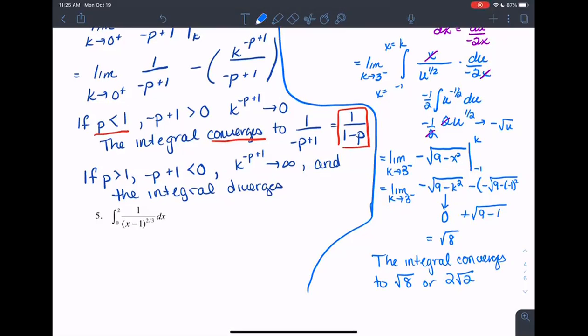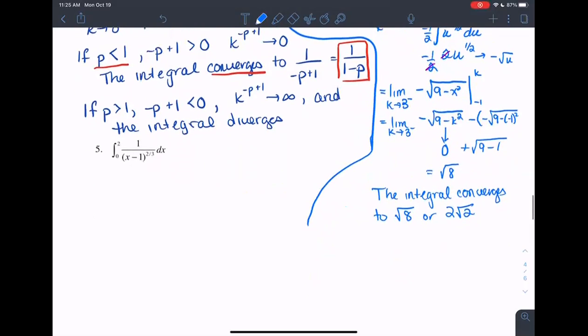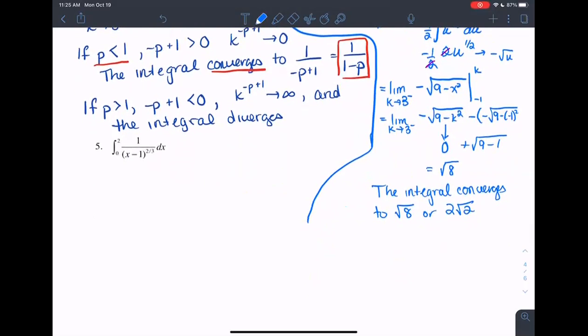Okay, let's do the setup on number 5, and then you guys can try it. We'll do the setup together. So 5 is a problem where the trouble spot is in the middle. It's at x equals 1. So we're going to split this into 2 integrals. Integral from 0 to 1, and I'm going to write x minus 1 to the -2/3, plus integral from 1 to 2, x minus 1 to the -2/3.